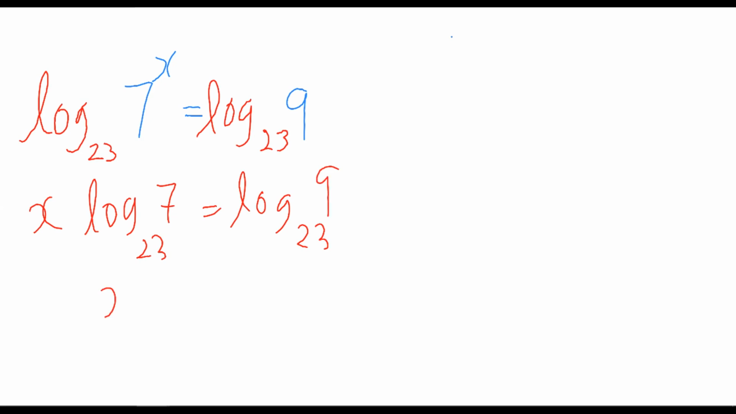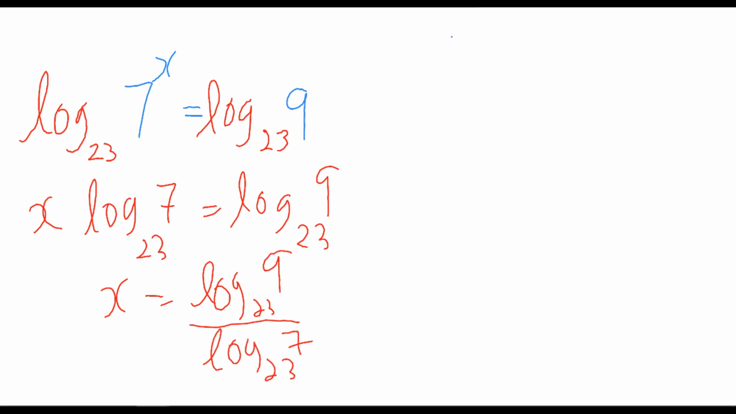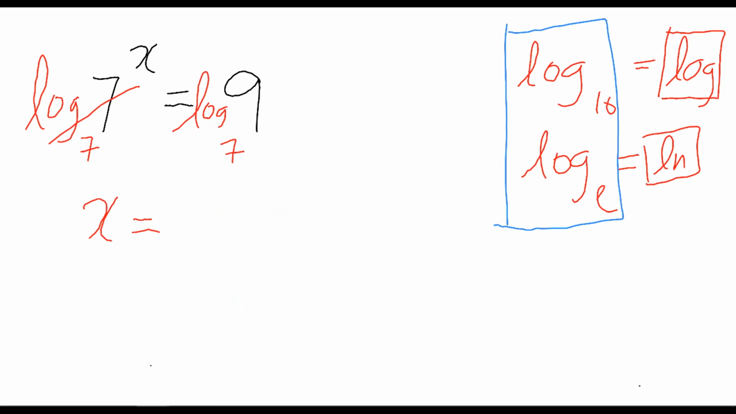And now what is x? x is equal to log base 23 of 9 over log base 23 of 7. The problem is we can't compute this using our calculators. We don't have log base 23 in our calculator. If we were able to do it, you can take log of any base. Because your calculators only have log base 10 and log base e, that means ln. That's why we stick to taking this or this.